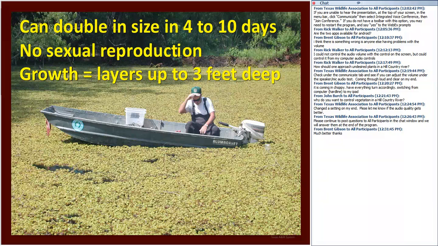This is a species that can double in size every 4 to 10 days, has absolutely no sexual reproduction, and it can grow in layers up to 3 feet deep. I actually have photos of, well, a standard cinder block typically weighs between 32 and 33 pounds. I actually have photos of 3 of these cinder blocks stacked on top of each other on top of a mat in a pond, and they're barely even making a dip. So this stuff can grow extremely thick, extremely quickly.